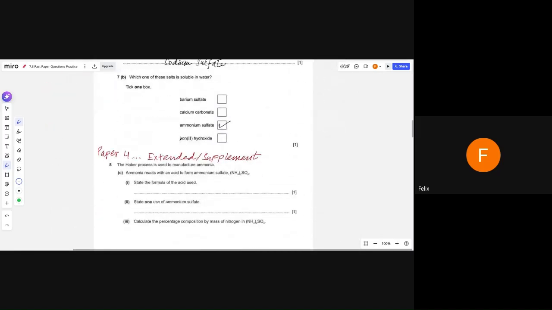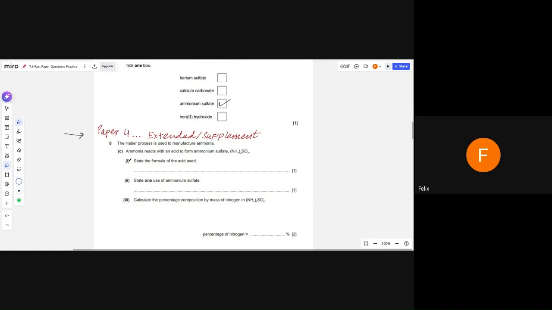Now, from this point onward, these questions are exclusively for students registered for the extended syllabus. So the Haber process is used, question number 8, to manufacture ammonia. Ammonia reacts with an acid to form ammonium sulfate. State the formula of the acid used, right? Sulfuric acid is used, so it is H2SO4. It's a memory-based question. State one use of ammonium sulfate. It is used in fertilizer.